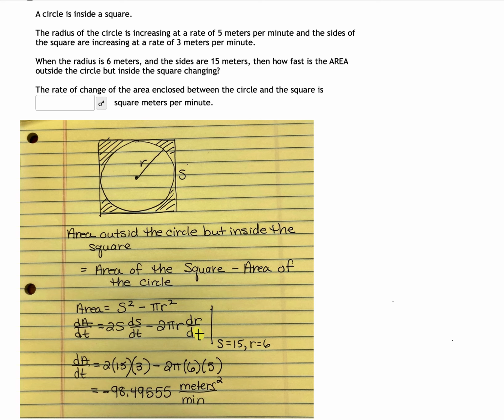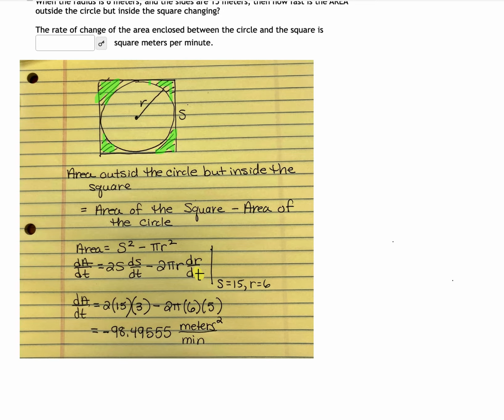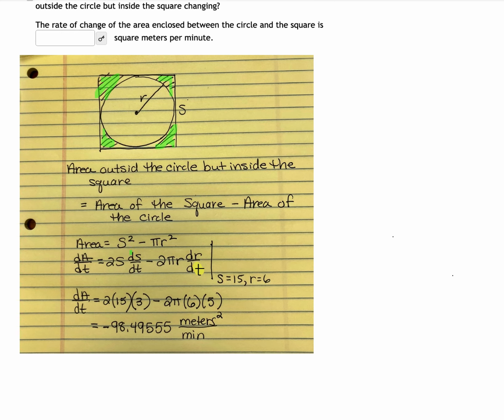So we need to first come up with an equation for this shaded area here that's outside the circle but inside the square. I'm calling the side of the square S and the radius of the circle R. To find this leftover area outside the circle but inside the square, I'm going to find the area of the square and subtract the area of the circle.